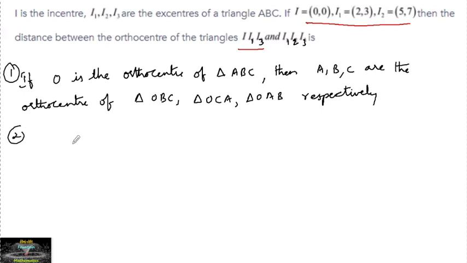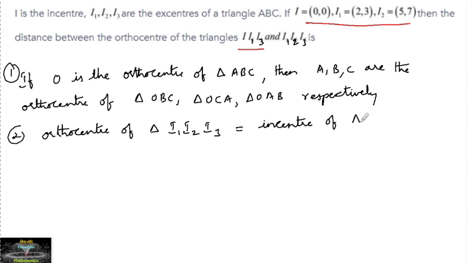And the second point: the orthocenter of triangle I1, I2, I3 is equal to the incenter of triangle ABC. These are the two important points you need to remember while solving this question.